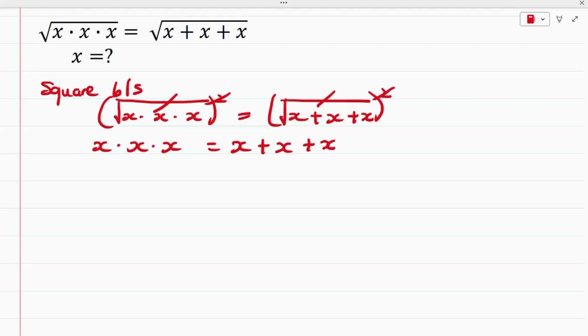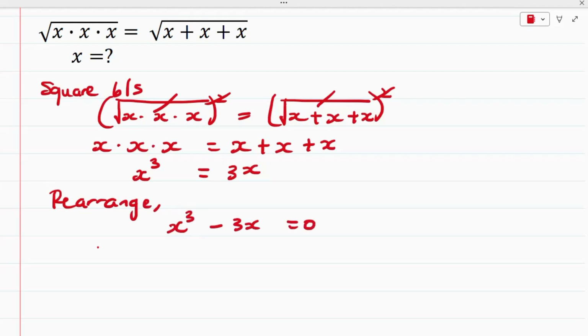So x multiply x multiply x will give us x raised to the power of 3, which is equal to x plus x plus x, which is going to give us what? 3x. So the next thing we want to do is to rearrange this equation and set it to 0. So we have x raised to the power of 3 minus 3x, and this is equal to 0. If we factor out the common term, which is x, we have x times x squared minus 3, and this is equal to what?